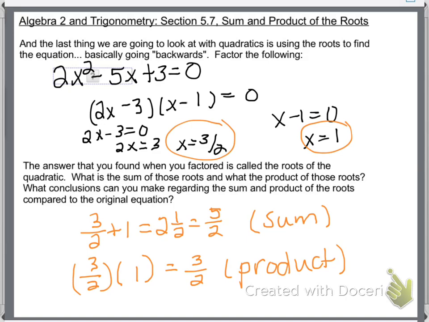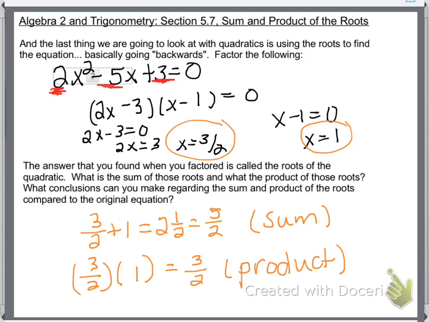Look at the numbers that you got for the sum and the product, and look at the original. We have a 5 on top. Notice that in the original we have a negative 5 as our b term. We have 2 on bottom of the sum. Notice our a term is 2. For the product, the numerator is 3. Notice our c is 3, and again 2 on bottom, and our a is 2.